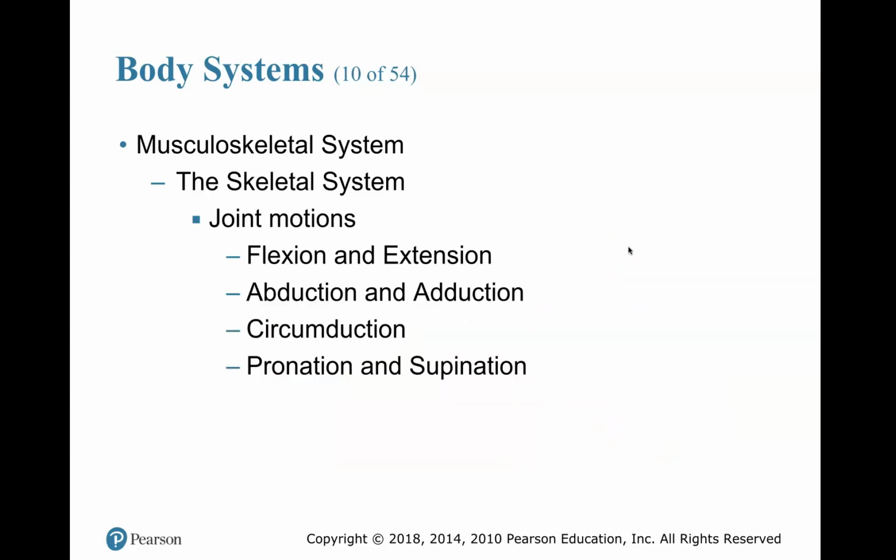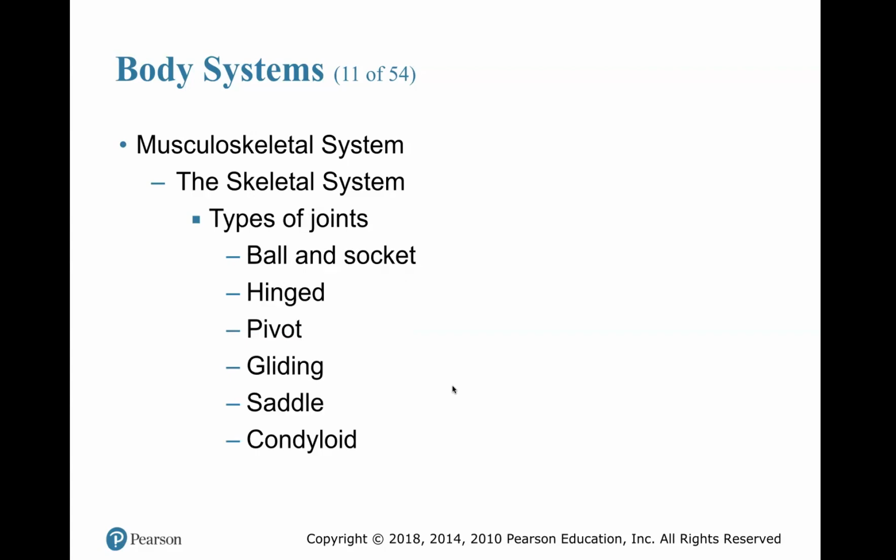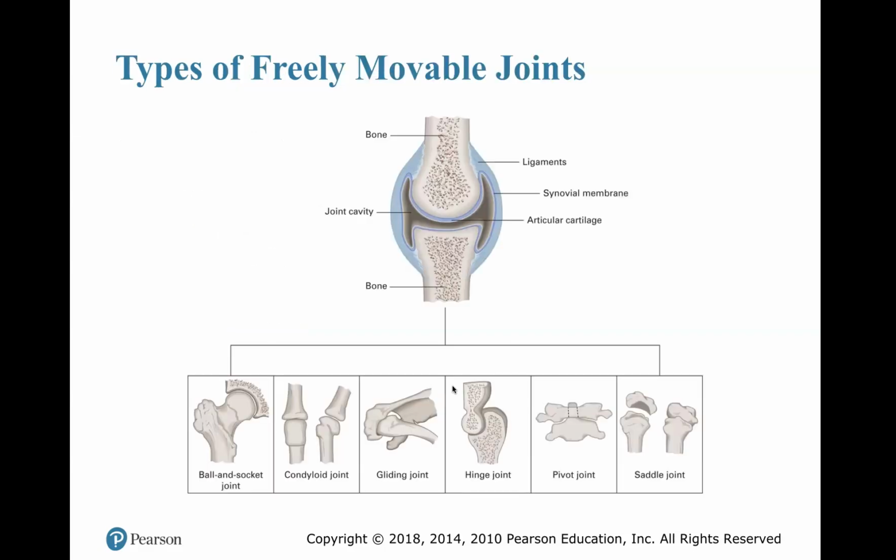Okay, joint motions. You have flexion, which is towards the body, extension away from the body, abduction, which is away from the body, and adduction to the body, circumduction, which is a twisting motion, pronation and supination, which is if you think of the feet, pronation is towards the midline, supination is away. The types of joints are ball and socket, hinged, pivot, gliding, saddle, and condyloid.